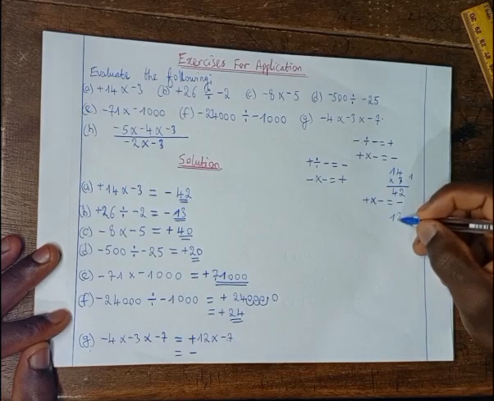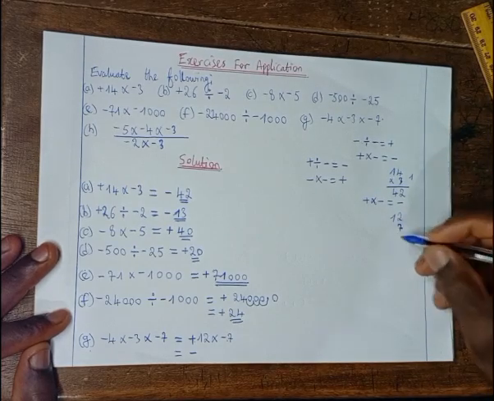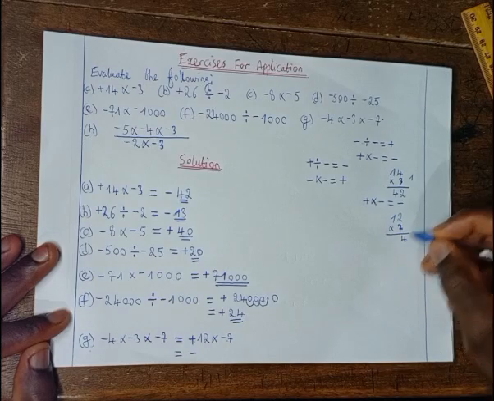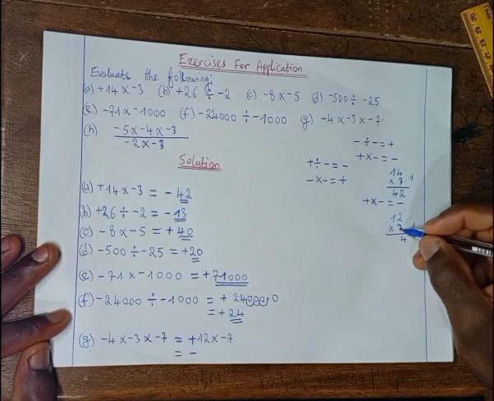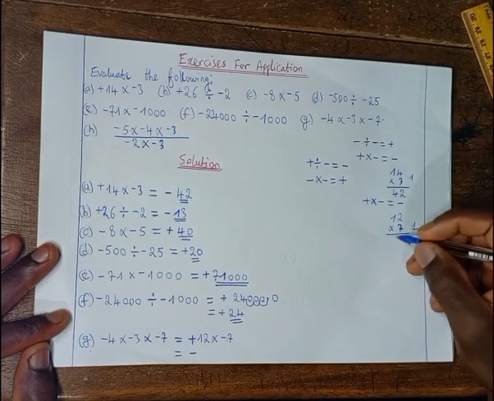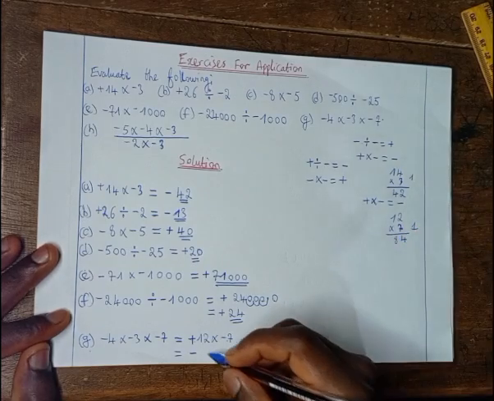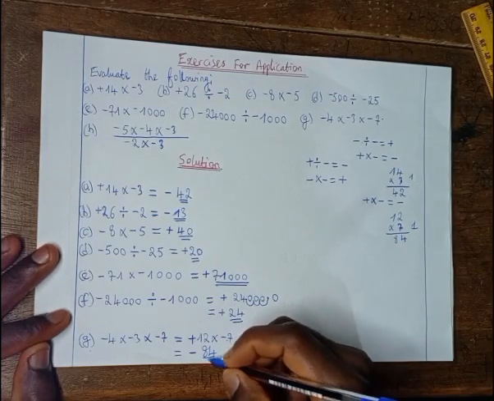We take 12 times 7. 7 times 2 will give us 14. We write down 4, we carry 1. 7 times 1 will give us 7 plus 1 we carry gives us 8. So the answer will simply just be negative 84.